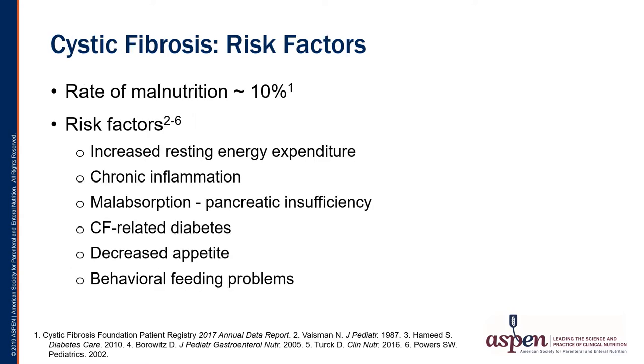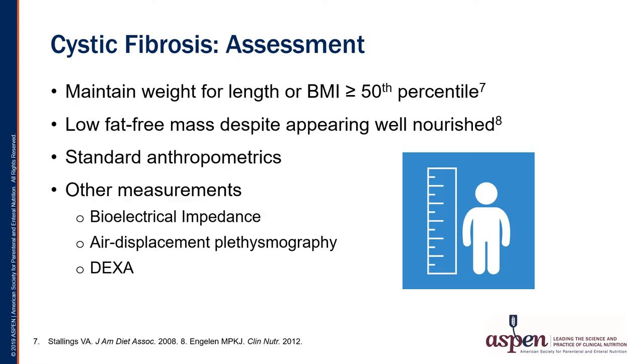In the first condition that I will discuss today, CF, the rate of malnutrition is approximately 10%. Risk factors for malnutrition include increased resting energy expenditure and a variety of CF-specific concerns such as pancreatic insufficiency and CF-related diabetes, but also decreased appetite and feeding problems. The Cystic Fibrosis Foundation recommends that children with CF maintain a weight for length or BMI greater than the 50th percentile for optimal long-term outcomes.